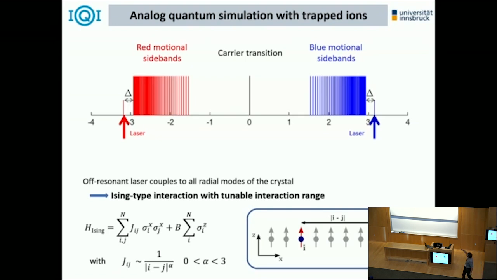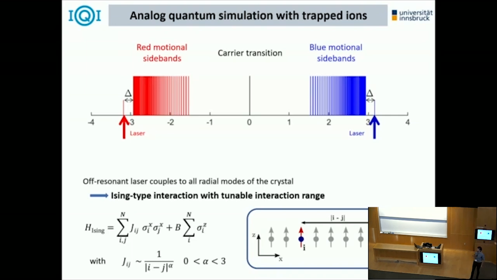So we usually shine in a laser beam, which is here a bichromatic laser beam, which has 2 tones, and we drive off-resonantly all these motional modes here, and this gives us then, after some math, actually an Ising-type interaction, where we have here this Ising Hamiltonian with the sigma x term and a tunable coupling strength, J_ij, and a transversal field here.